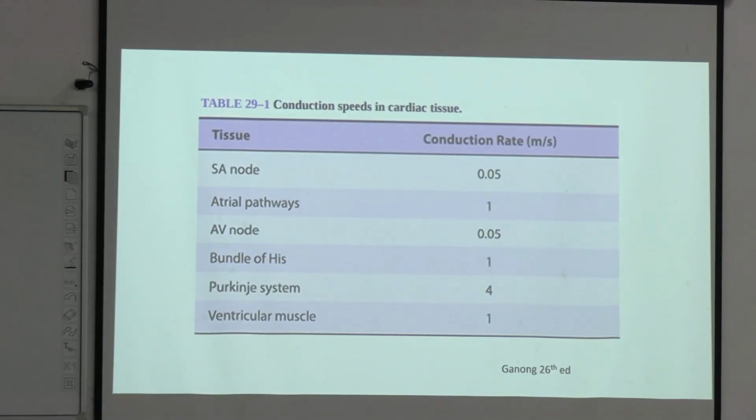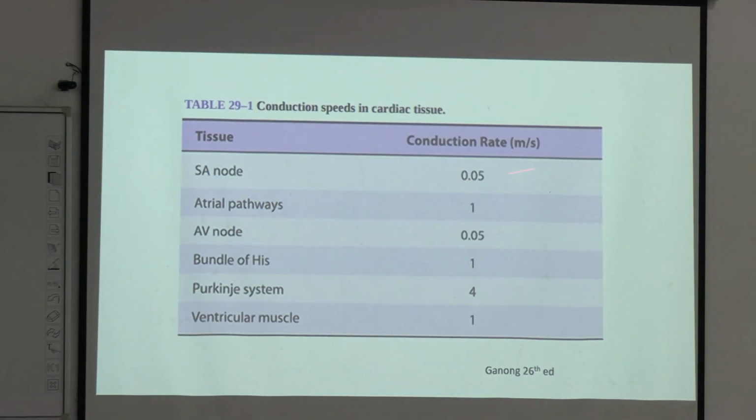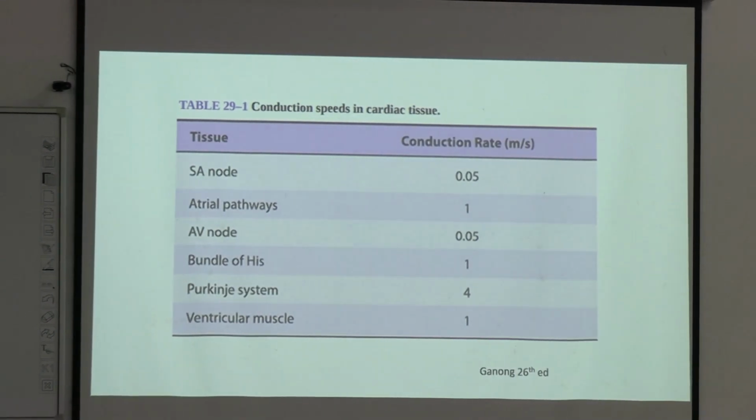Okay, before that, the speed of conduction. The speed of conduction in the SA node is 0.05 meter per second, and coming to the ventricular muscle, it is 1 meter per second, and the speed is highest in the Purkinje fiber system, which is 4 meter per second.